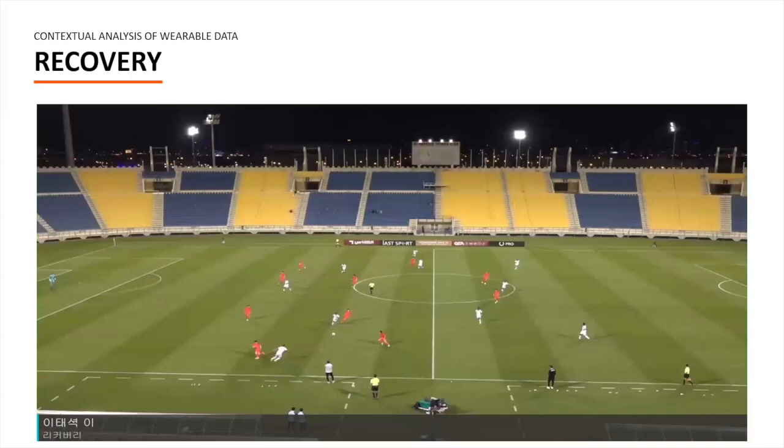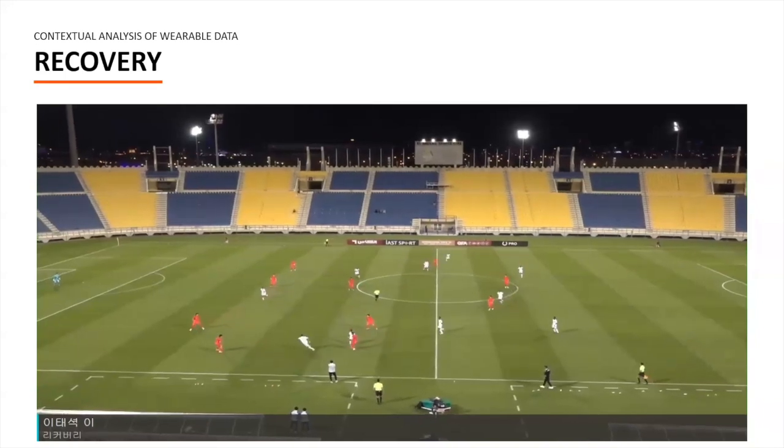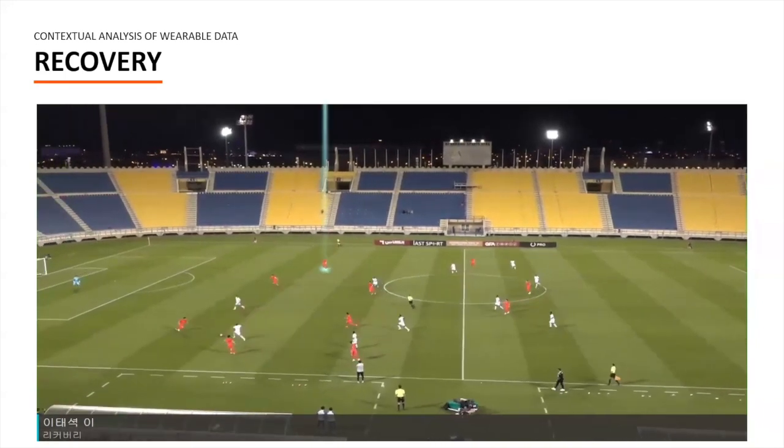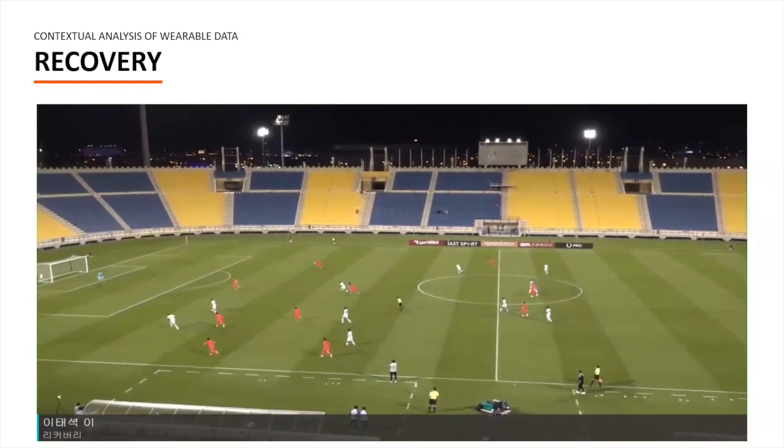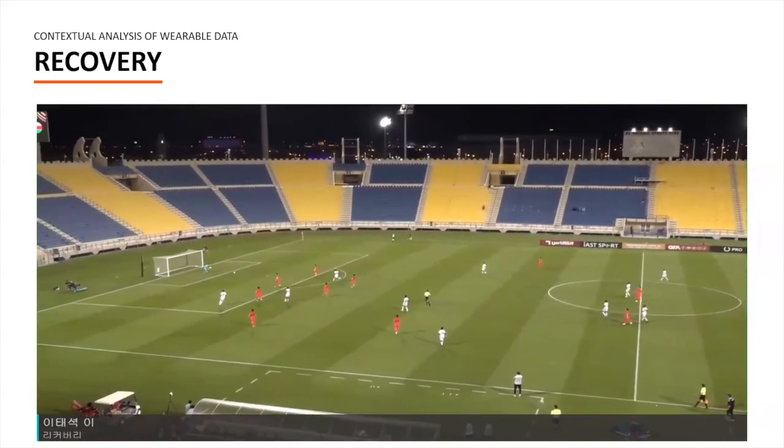Then let's see the recovery sprint that two players have done the most. They located offensively, then they lost possession, so they had to be back to their own third for the defense.